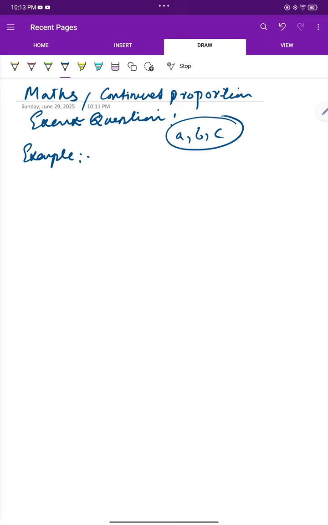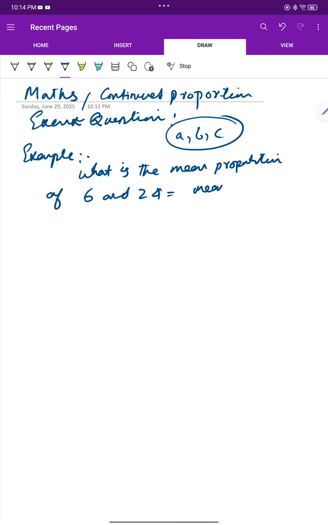So the exam question here is: what is the mean proportion of quantity 6 and 24? So these are two quantities, and we're going to find the mean.